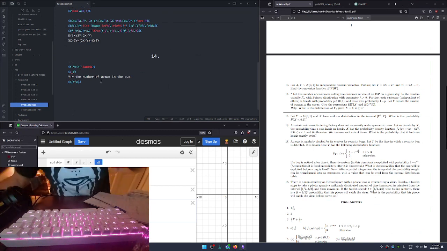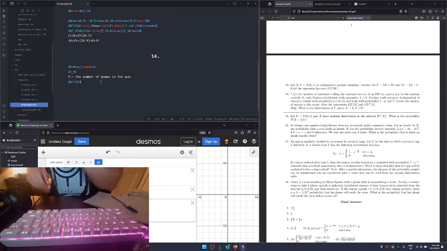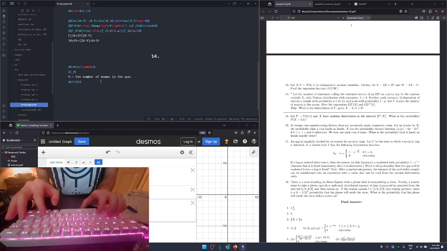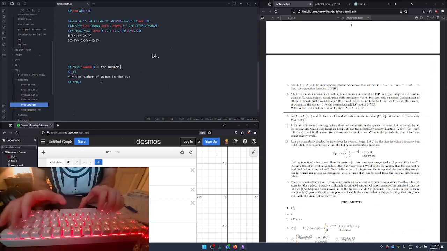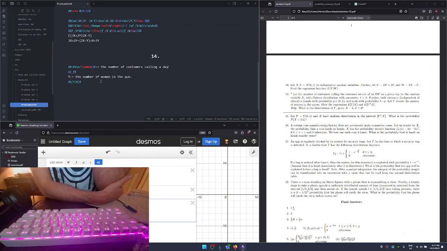Yeah, I don't know how to solve 13.1. Let's do 14. Let's try again. So given a regression of y with respect to x, y was the number of women in the queue, and x is the number of customers calling a day. Given that you know the number of customers calling a day, what is the number of women in the queue?